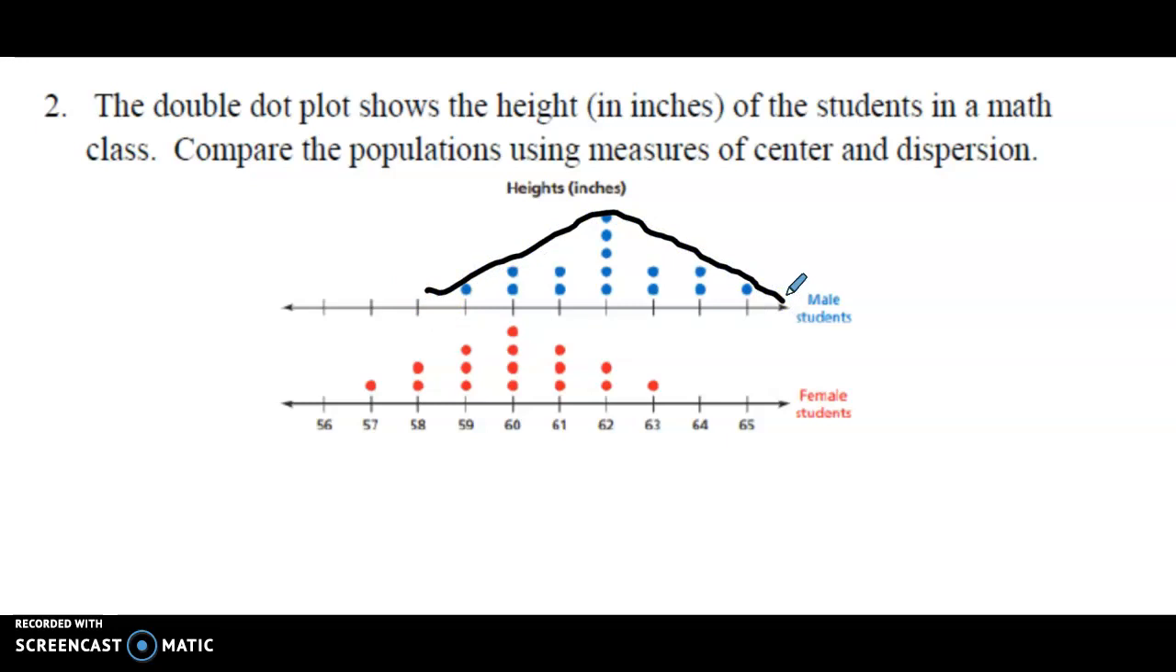Now they both have to be symmetric in order to use mean and standard deviation. So I'm going to do the same thing for the other one. And that is symmetric as well. So both of these graphs are symmetric.